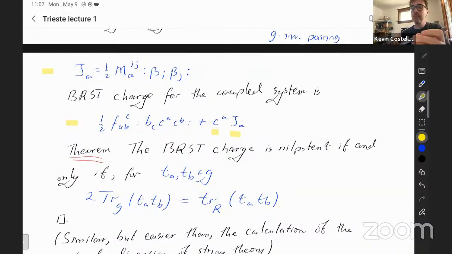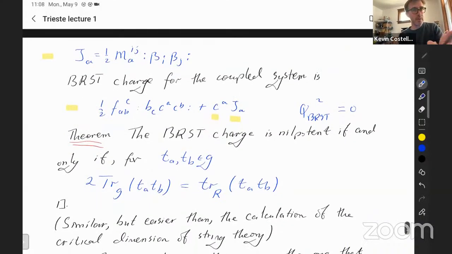Okay, so what we find is this construction works. The BRST charge squares to 0 if and only if there's some trace identity, which is twice the trace in the adjoint representation of two of the algebra elements is equal to the trace in the matter representation.